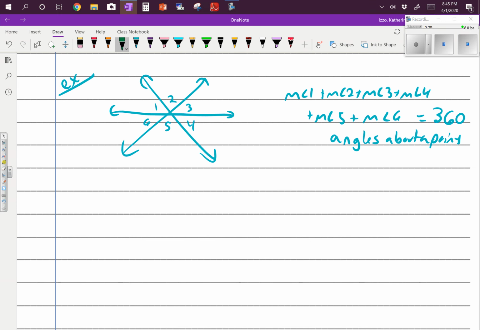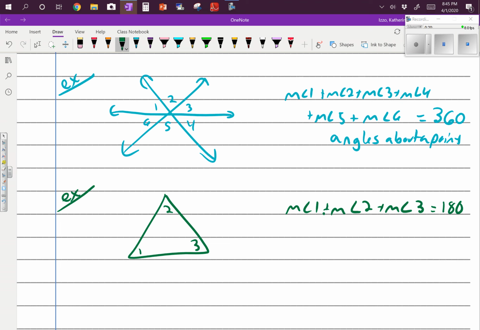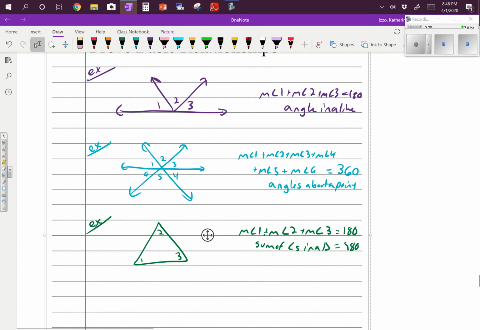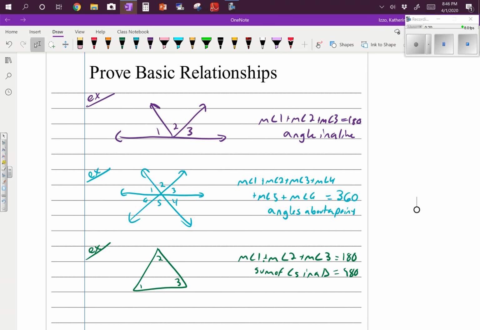Also important that we're going to need to know, a triangle. 1, 2, 3. Measure angle 1 plus measure angle 2 plus measure angle 3 equal 180 because the sum of angles in a triangle equal 180. If you've noticed, these are all rules that we've done before. I have not taught you anything new yet.